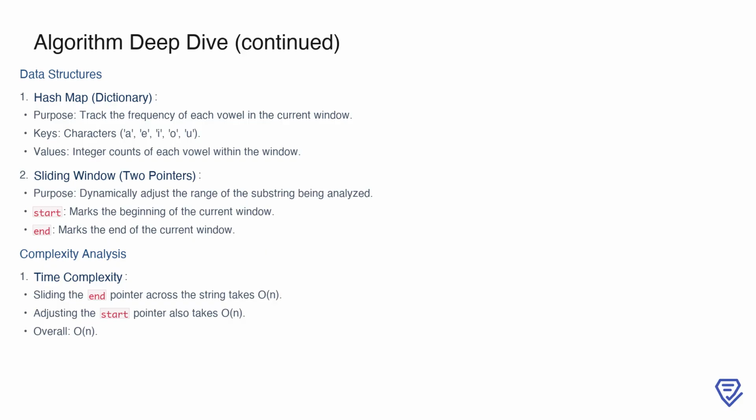Second, the sliding window itself is implemented using 2 pointers, start and end, which dynamically adjust to define the range of the substring being analyzed. The start pointer marks the beginning of the current window, while the end pointer iterates through the string to expand the window. In terms of complexity analysis, the time complexity is O(n), because both pointers traverse the string at most once. This makes the approach highly efficient for even large input sizes.